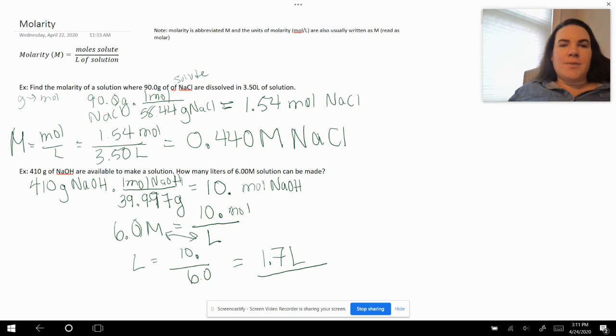All right, so that is molarity. You'll have to do gram to mole conversions. Sometimes if you're solving for moles, they might have you convert back to grams, but you can solve for any of these in the equation.